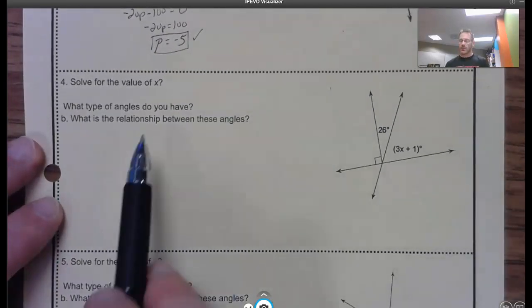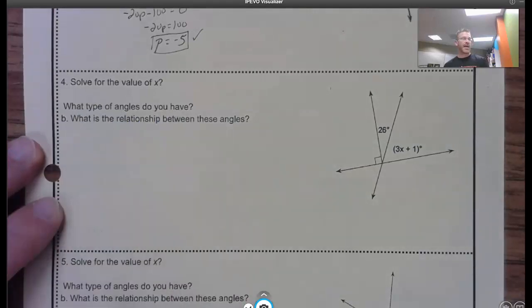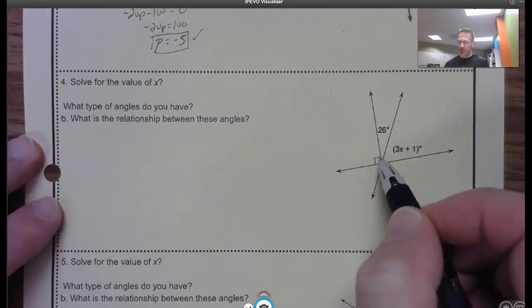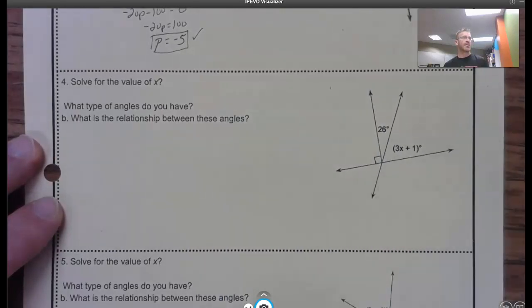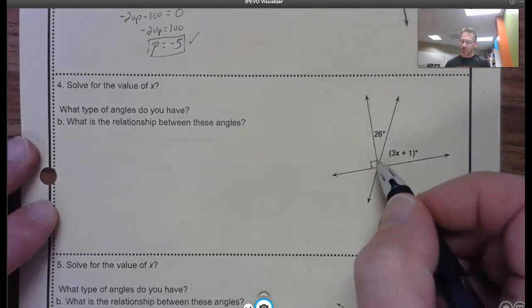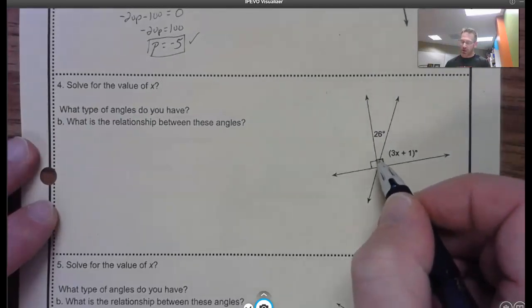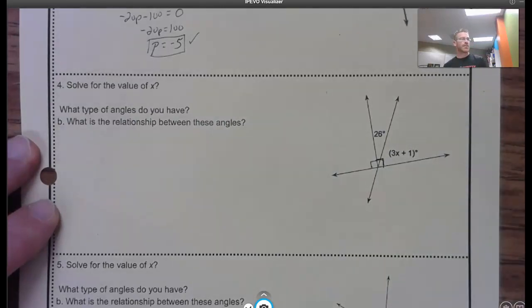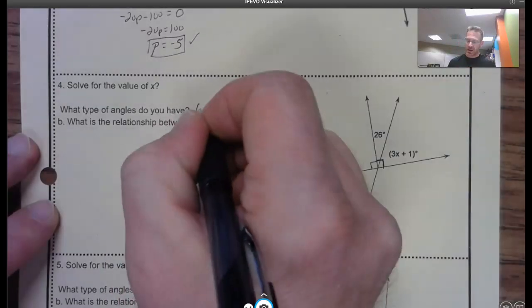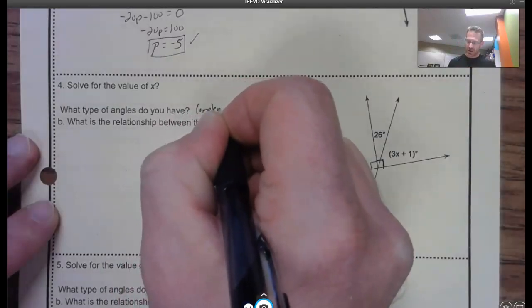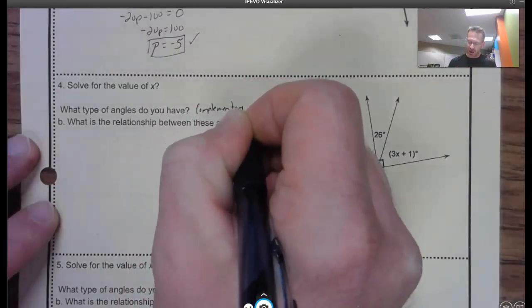All right, so now looking at our picture, what type of angles do we have? This is a review question. So once again, let's review that this angle symbol right here means right angle. That means that's 90 degrees, which then implies that these two angles are also 90 degrees. So what type of angles do we have here? Complementary. All right, so a little bit of review there.